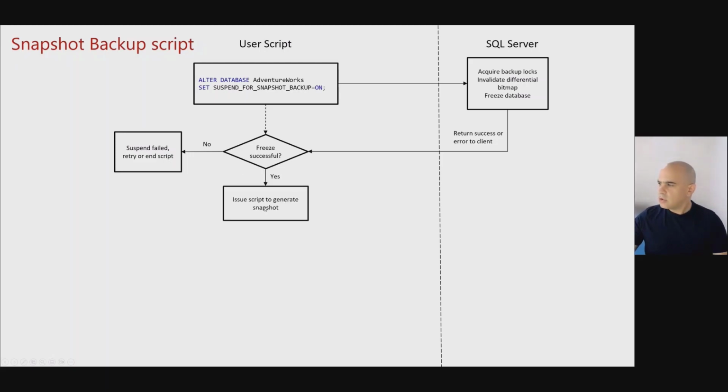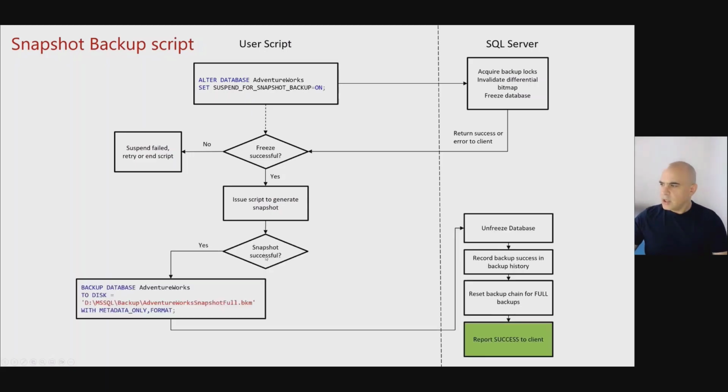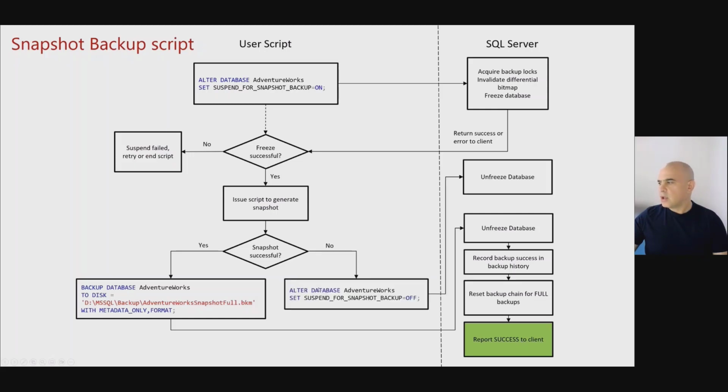If the freeze was successful, then the user needs to issue a script to generate the snapshot. When the snapshot is complete, the final step is to back up the metadata of the AdventureWorks database by using BACKUP DATABASE AdventureWorks TO DISK = BKM file WITH METADATA_ONLY. And then that command will unfreeze the database automatically, record the backup success in backup history, reset the backup chain for full backups, and return success to the client.